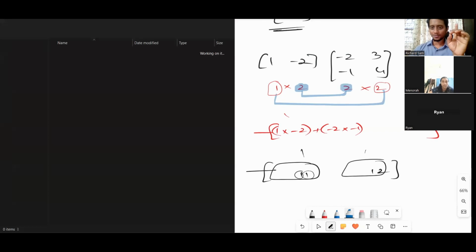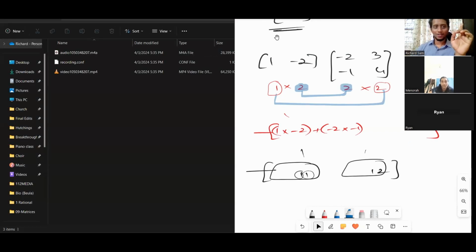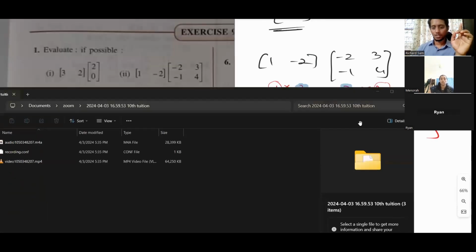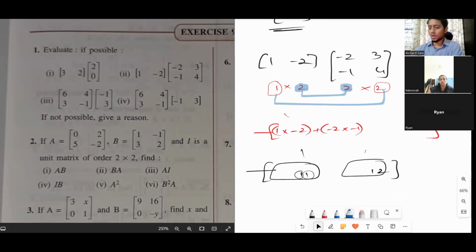Okay, do you get it or not? Now to get the next one, to get this next value, you need 1, 2. That means first row into second column. So what will that be? 1 into 3 plus minus 2 into 4. Do you understand?